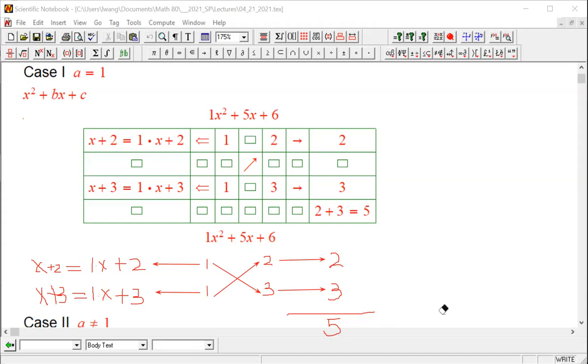So you're making that perfect match. This is the setup. The final answer for this, of course, we already know the answer. We have x plus 2 times x plus 3.